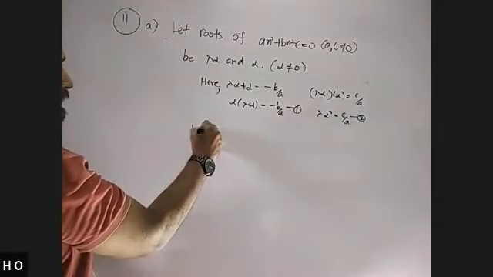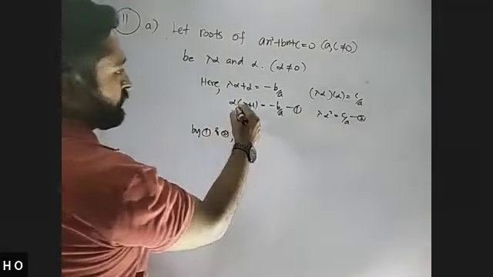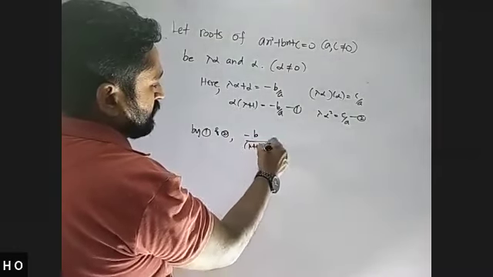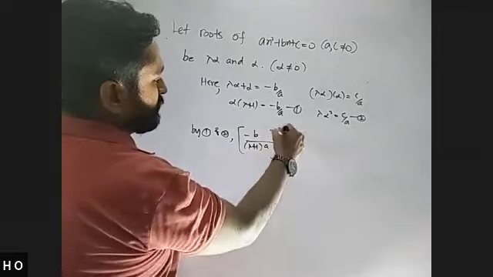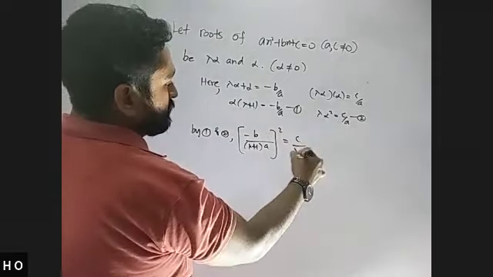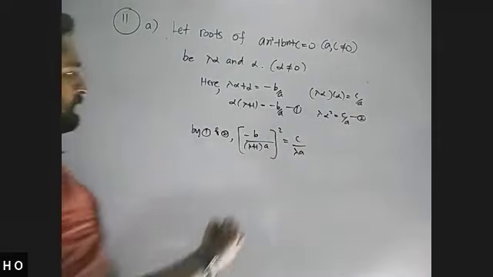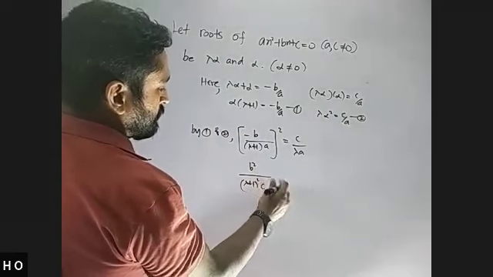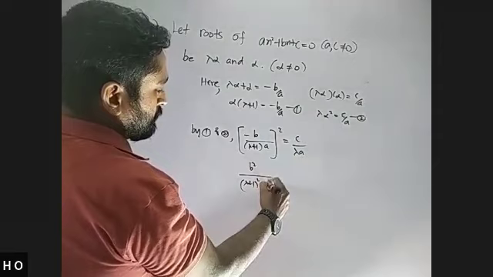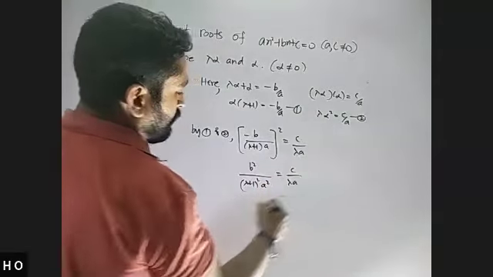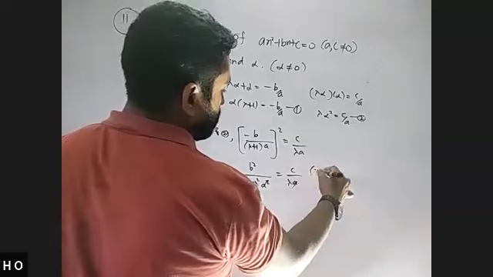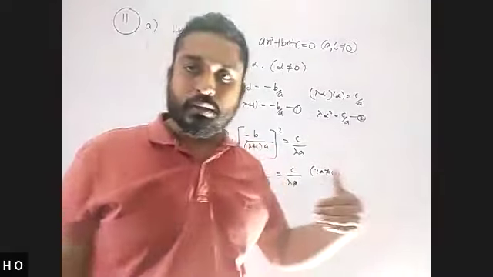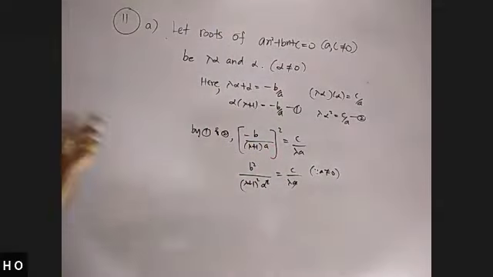So you can see by 1 and 2, alpha is minus b over lambda plus 1 into a. So alpha squared is b squared over lambda plus 1 squared into a squared, which equals c over lambda a. You can cancel out one a because a is not 0. This is where you have to lead: you have to lead for the quadratic equation of lambda.